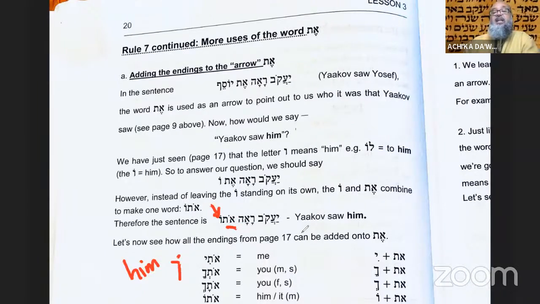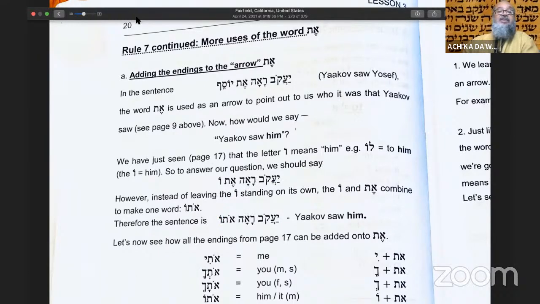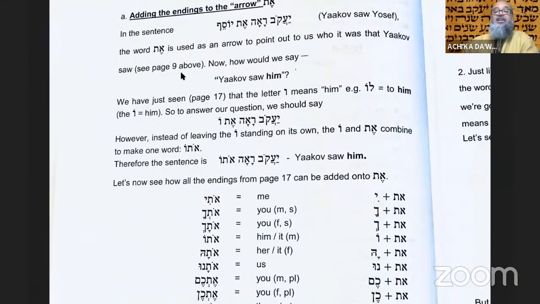So what did it just say? Yaakov saw him. Yaakov, direct object marker, towards who? Him. He's pointing to him. Okay. Let's see how all the endings from page 17 can be added onto eth. And so they're going to give us some examples of how the eth is going to add it. And there it is.